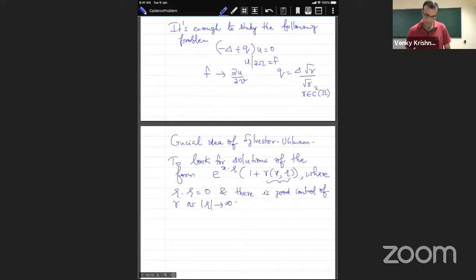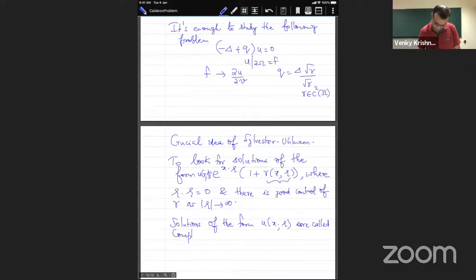Now, following this in the hyperbolic setting, such solutions were studied. These are what are called real geometric optics. So following this, solutions of the form, let me call this u of x zeta, where zeta is just a parameter. Solutions of the form u of x with respect to a parameter are called complex geometric optics solutions.